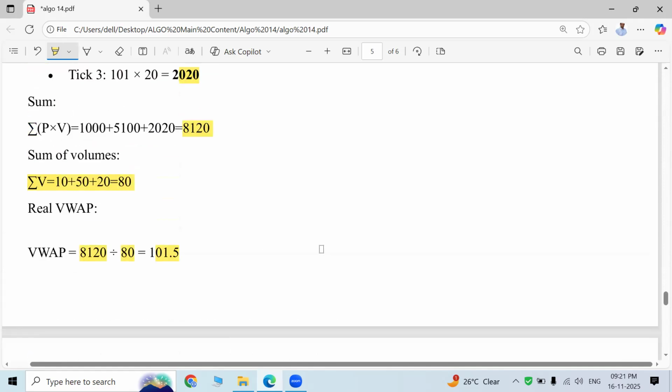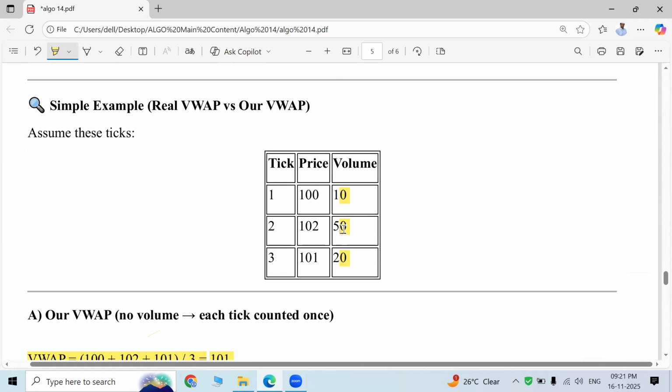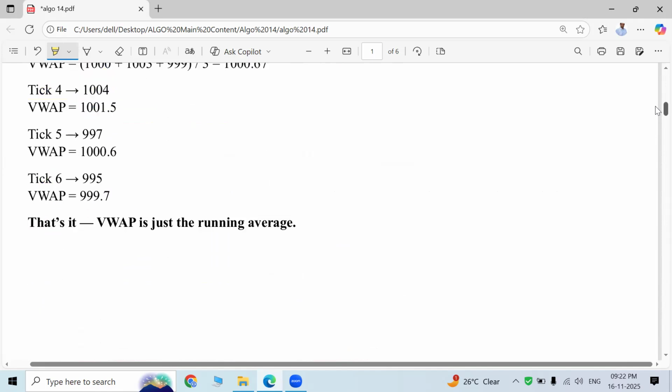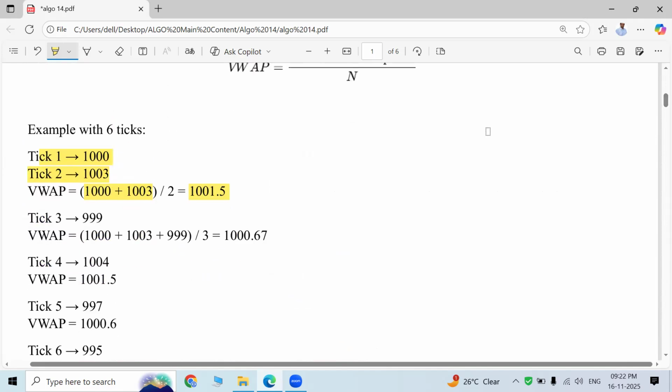In our case, we have considered all the volume as 1 only, so that the calculation becomes simple and we can focus more on understanding the algo rather than making the complex calculation. So here, in my case, I have only considered the price with the volume of 1. Now let's go ahead and try to understand this. So the real VWAP, I already showed how it is calculated. Now in our case, each price is trading at volume 1.